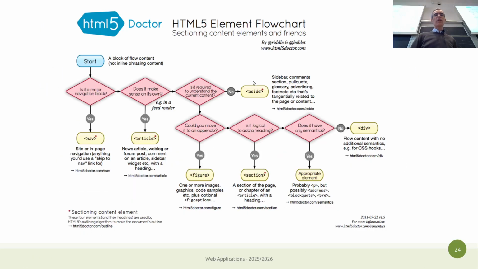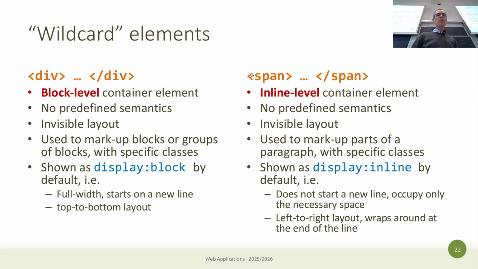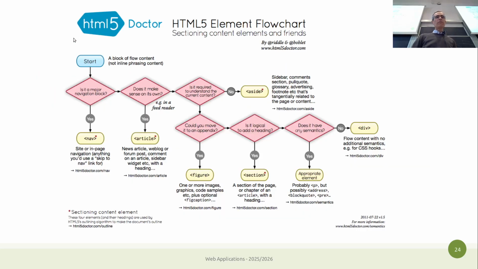So, almost done, and then after the break we will have an example. Which tag should you use? Maybe these flowcharts could help, okay? Is it a major navigation block? Yes, probably it's a nav bar, okay? Does it make sense on its own? It's an article, so it means a block of text, okay? Required to understand the current content? No, aside, so like a sidebar.